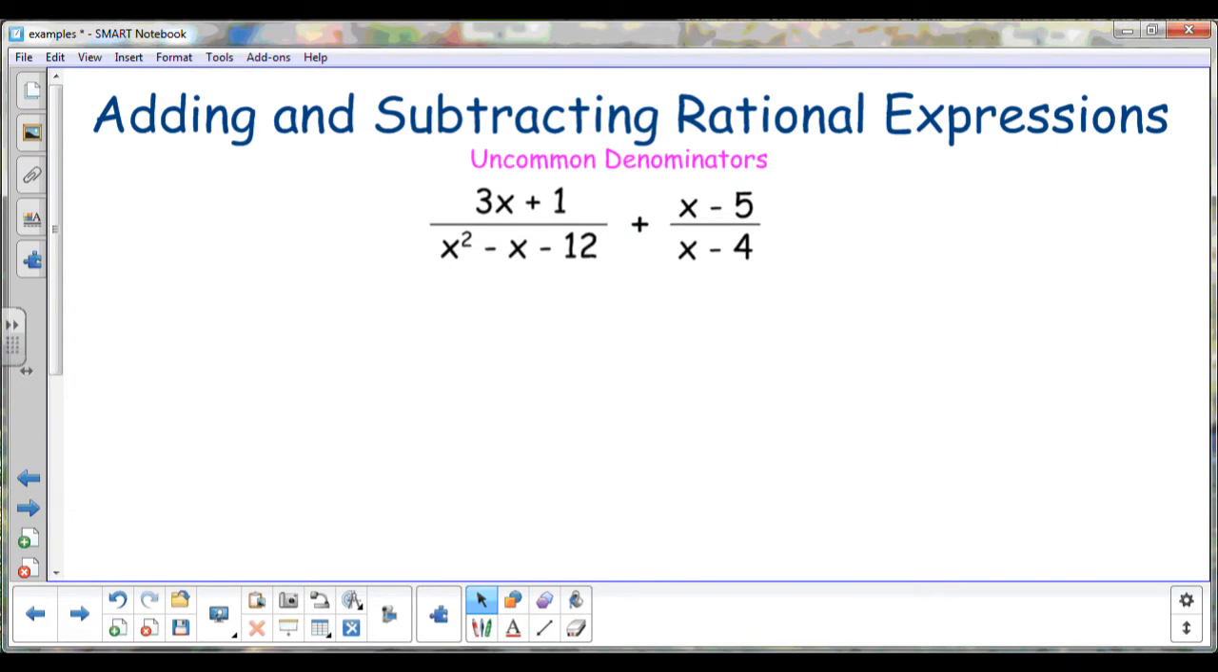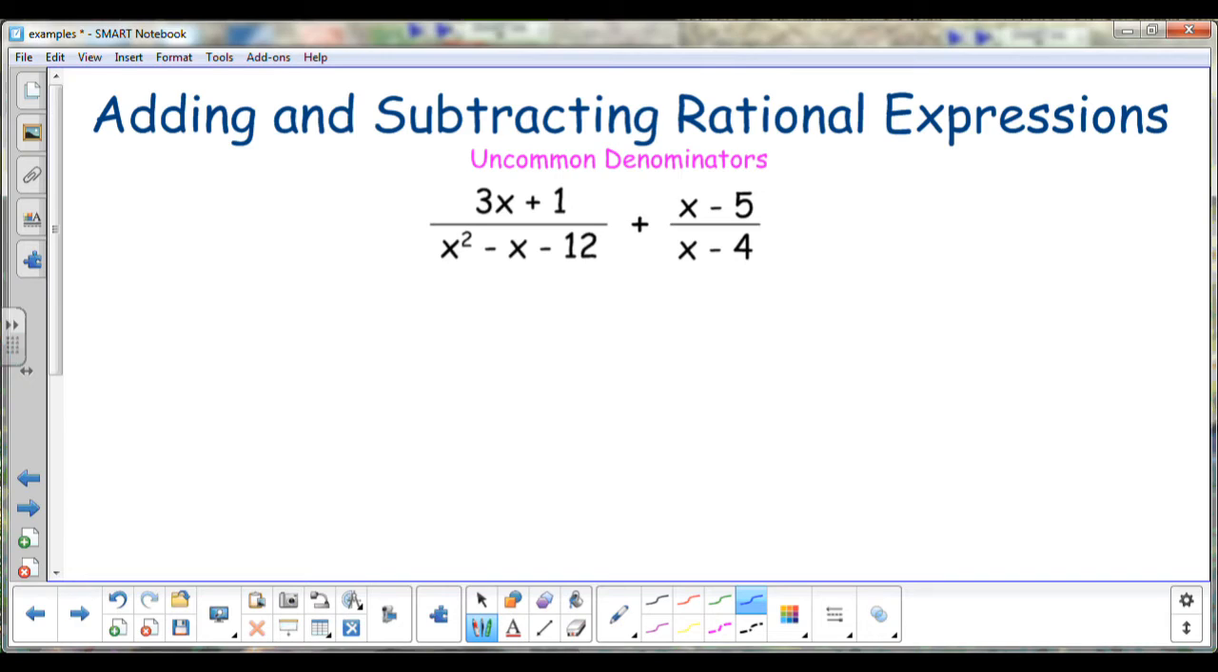When I add and subtract rational expressions with uncommon denominators, the first thing I need to do is create a common denominator so then I can add or subtract the two fractions to create one whole fraction. So I'm going to break down the two denominators if possible and then see if they have anything in common.